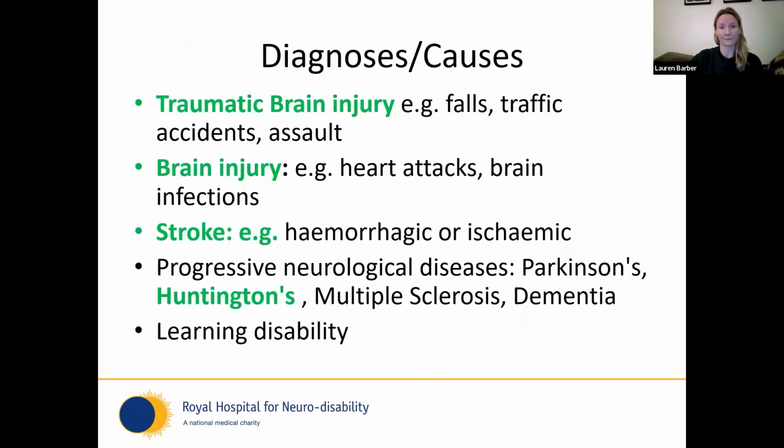Okay, so this is getting into the detail of what we do at the RHN a little bit more. So it's quite a specific population that we treat. So all the words in green are some of the conditions that we see.